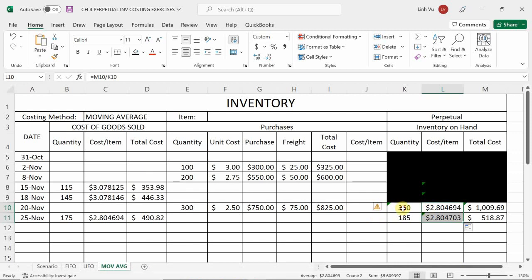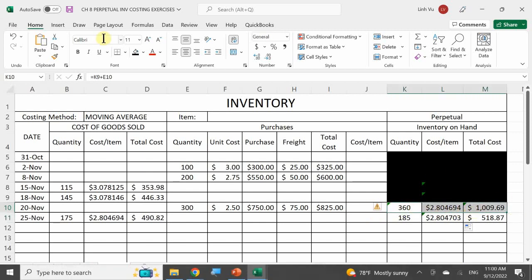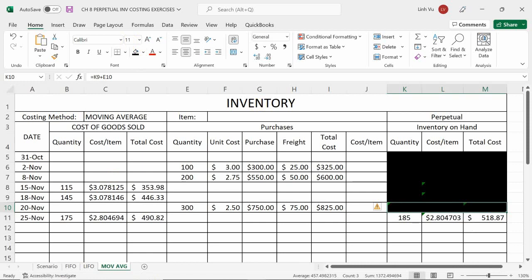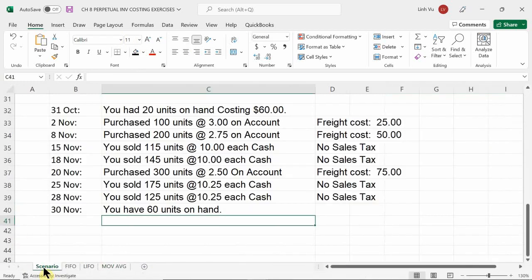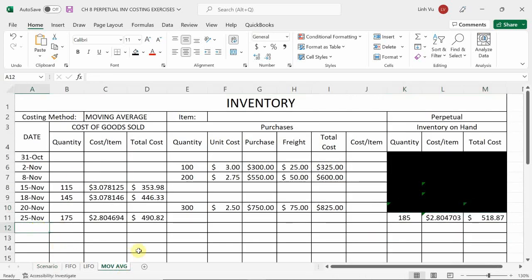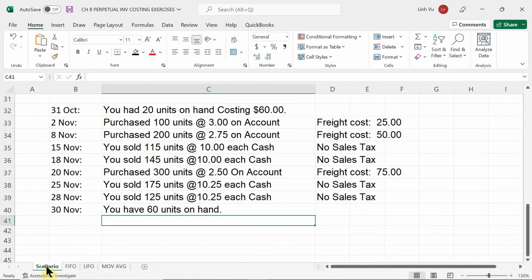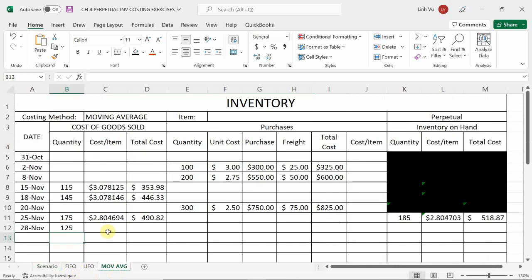Okay. So then let's see. Last but not least, we end up selling on November 28, 125 units, leaving a total of 60 units left behind. So 125 at 160. Leaving 60 units behind. We sold 125, was it? Let's see, go back. Yeah, 125, leaving 60 units remaining.